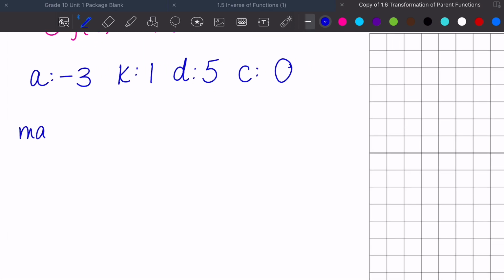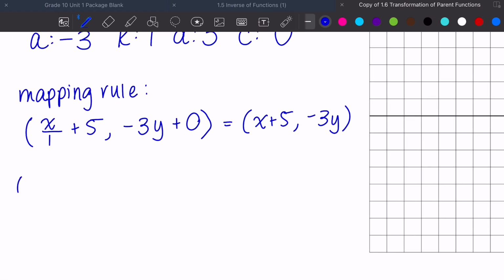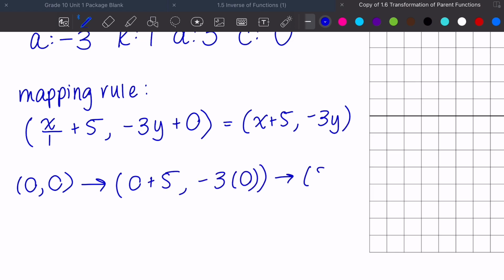And then we're going to take our mapping rule. Our mapping rule is going to be (x/K + D, A·y + C), which, if you want to simplify this to just (x + 5, -3y), you can. And you're going to take your points and send them through the mapping rule. So we've got 0 plus 5, -3 times 0. That's just going to give me (5, 0).